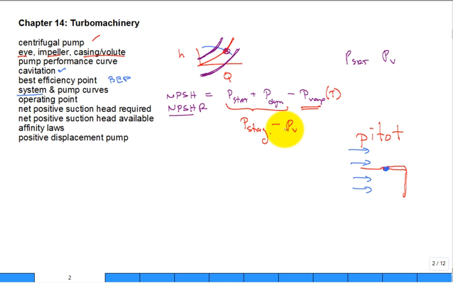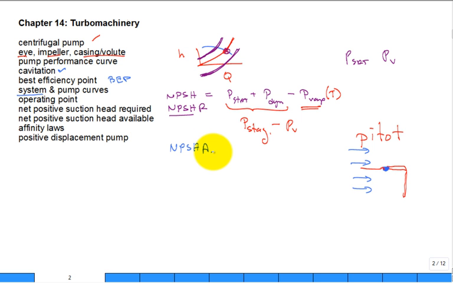Okay, so how do you calculate what's required? Well, the pump manufacturer typically gives that to you. You look on the pump specs. They say we need this much head, otherwise you're going to have trouble with cavitation. And then how do you calculate the net positive suction head available?